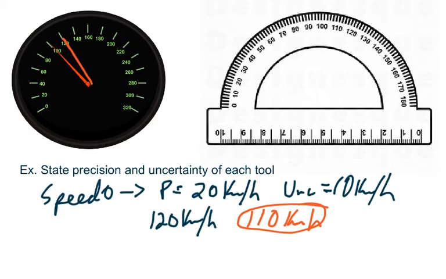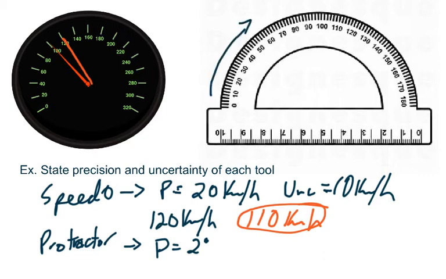Let's look at the protractor and the ruler. Let's just look at the protractor part, the round part. When I look at that protractor, the precision of that guy, it looks like it's going up in 0, 2, 4, 6, 8. Yeah, it's a little bit hard, but it's 2 degrees. The precision of that tool going this way is 2 degrees.